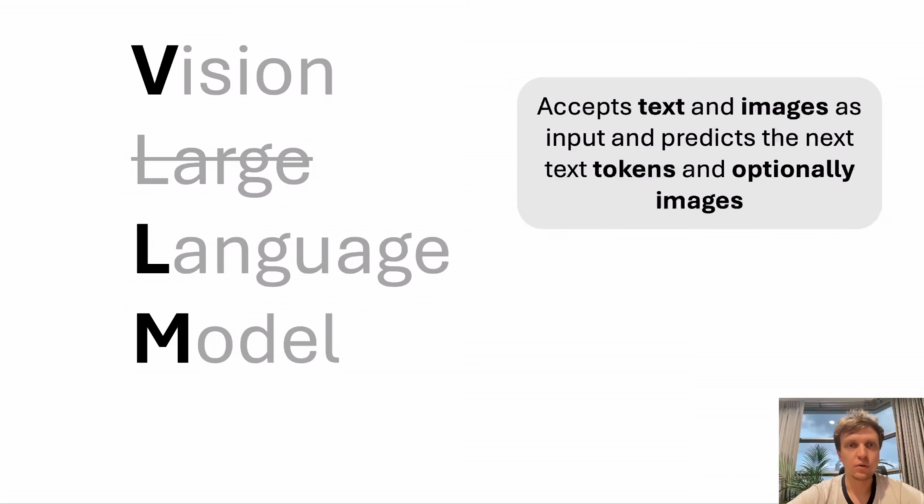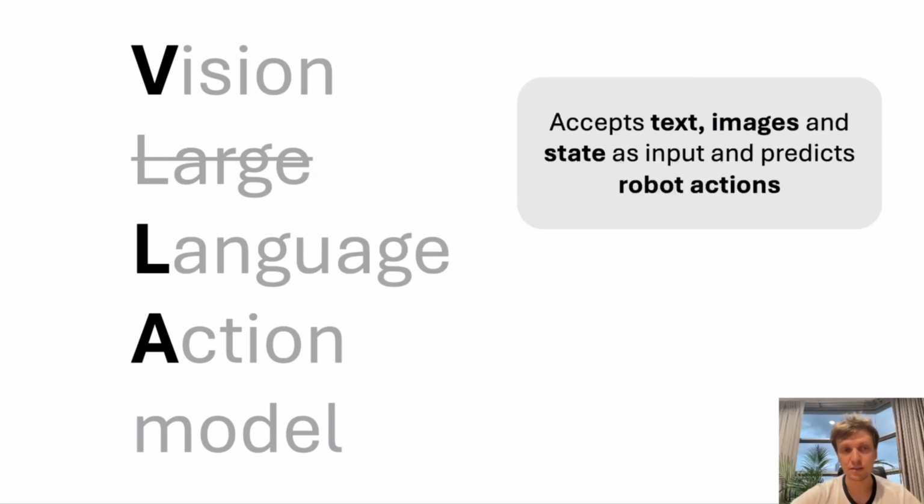And finally, if you want our model to control the robot, it should be able to predict actions for the robot. So let's move the last word model away from the abbreviation and add action as the last one, and we'll get Vision Language Action Model, or VLA. And this is the model that accepts text, images, and the state of the robot as input, and then predicts robot actions. You can see that names of these types of models are very similar, and they're very related.